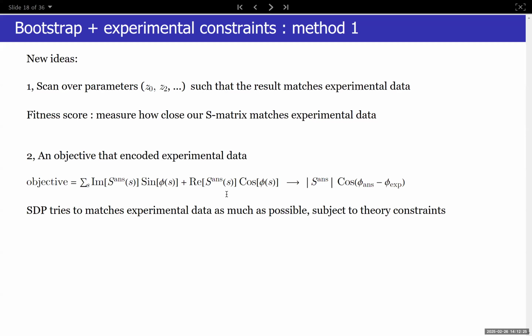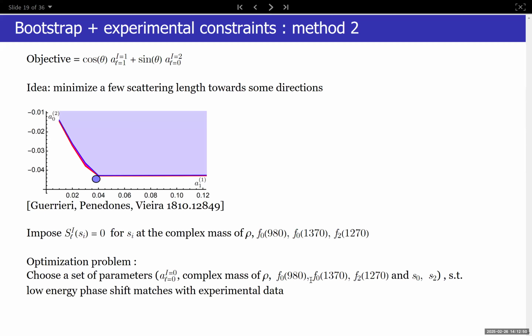The sum over these S values treats them equally. In my computation, I discretize them equally. Probably that might not be the best approach. Another idea is that, roughly speaking, you can construct another objective.